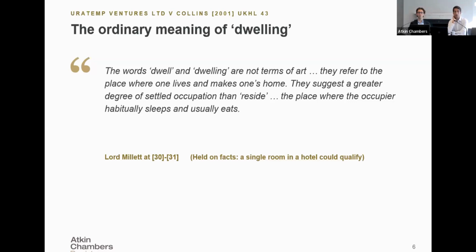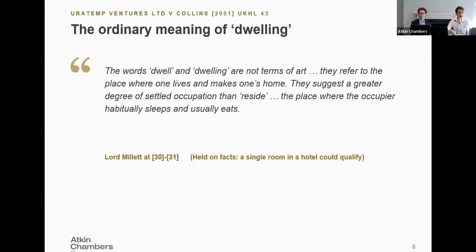And what we think the heart of Eurotemp is saying is what was reflected in Lord Millett's judgment. He gave the longest judgment and considered the facts. And what he says there in the first and second line is that a dwelling is a place where one lives and makes one's home. Now, that's a very common sense understanding of what a dwelling is. And when one looks at the other judgments of the House of Lords members, they seem to be making that same core and important point.